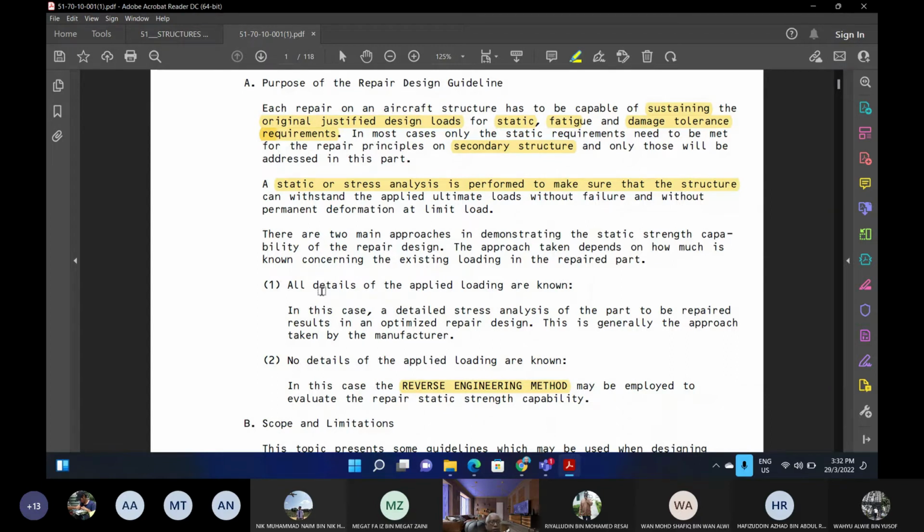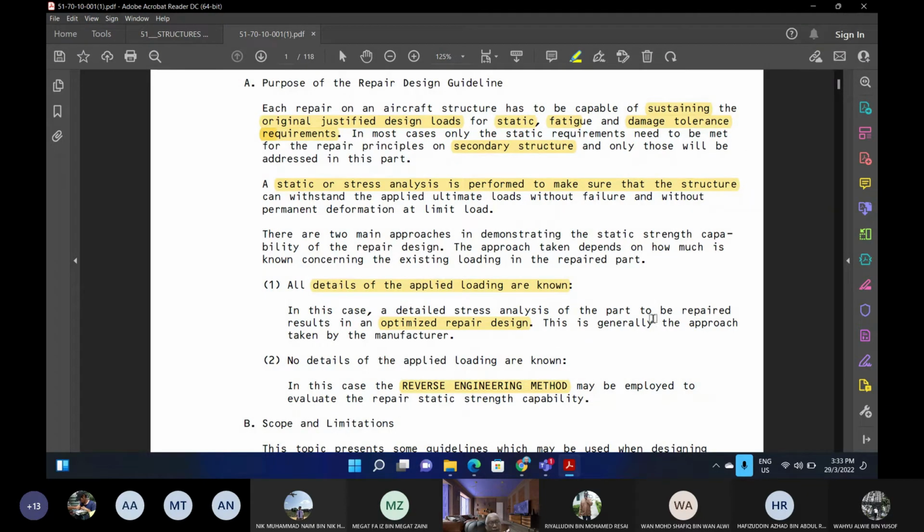Meaning details of the applied loads are known. You know how many Newtons go through each member: the skin, the stiffener, the bulkhead, the frame, in fact every fastener, you know the load. In this case, detailed stress analysis of the part to be repaired results in an optimized repair design. Because you know the load, you're not guessing, you know exactly what goes into that, and then your repair will end up optimized.